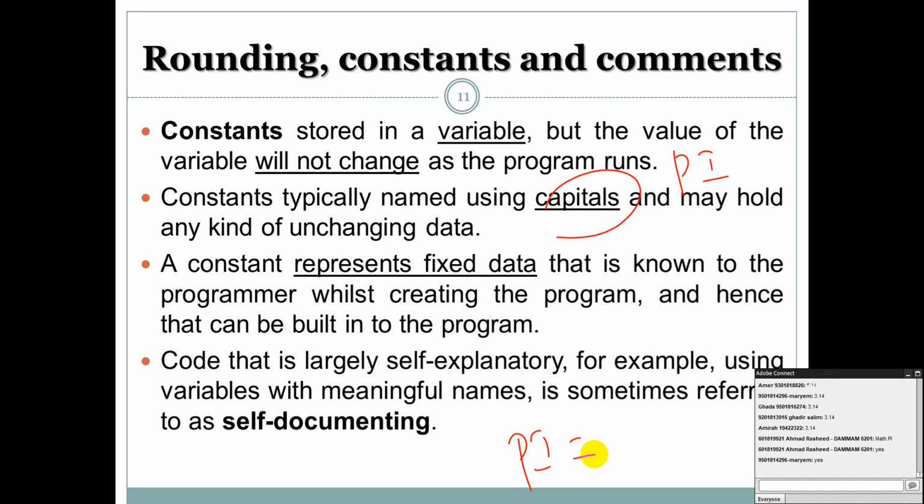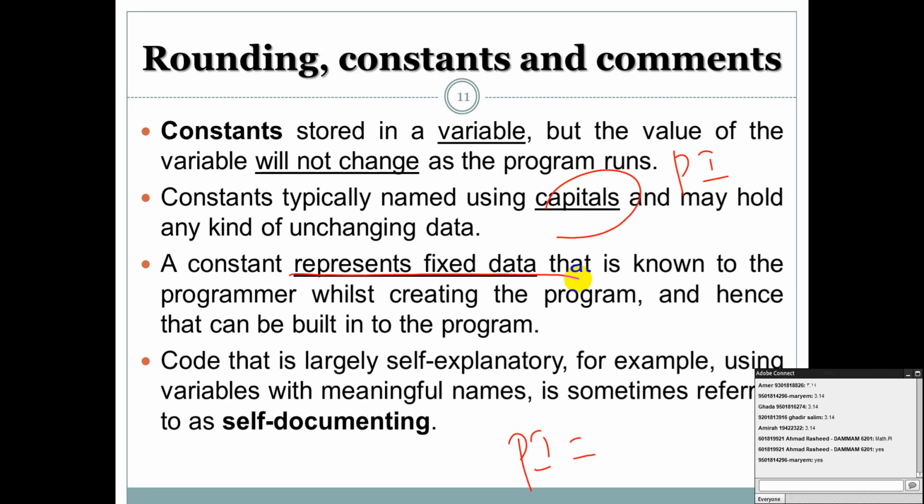So in this case, we can create a constant variable where we can store this pi value and it remains fixed, it remains unchanged. That's where it comes to constant values or fixed data. So a constant represents fixed data that is known to the programmer while creating the program, and hence it can be built into the program.